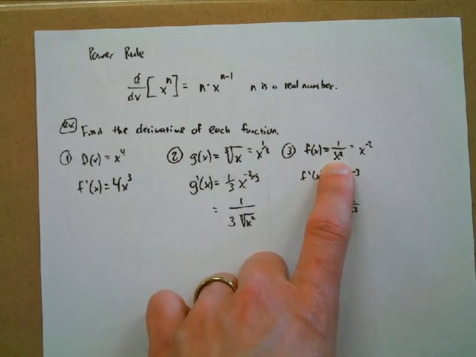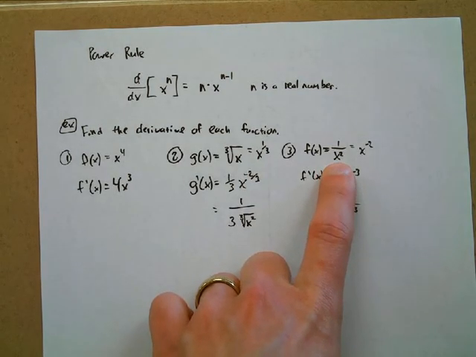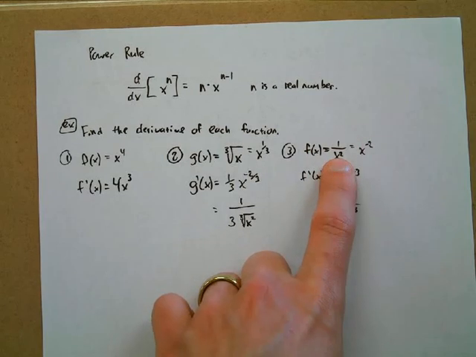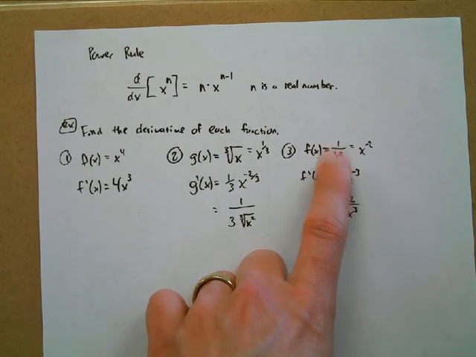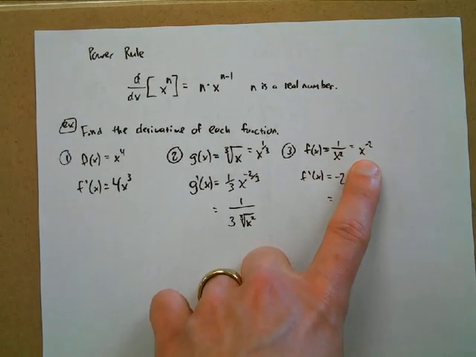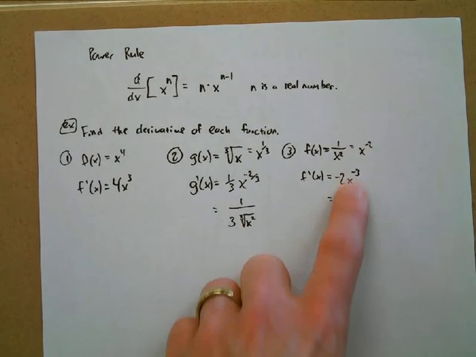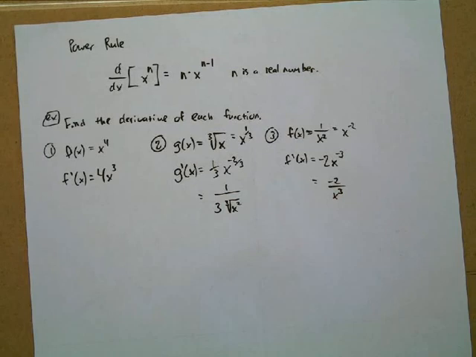So anyway, let's do one more here, and this one's f of x equals pi squared. What will the derivative of that be?